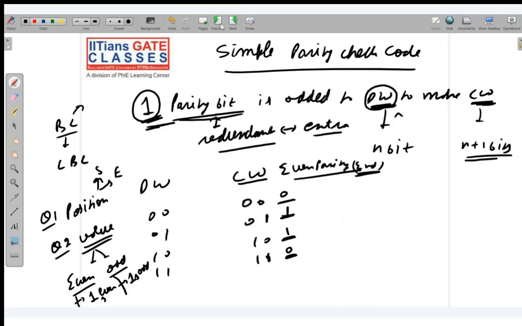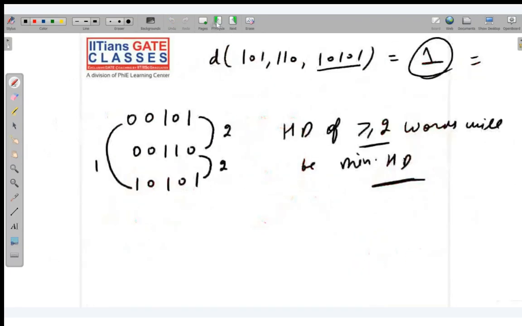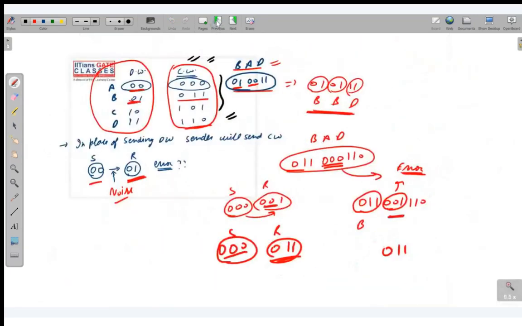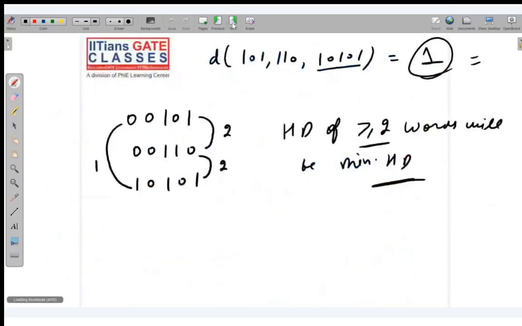Now I will tell you after a few slides how we got it. See this, the same, position is at the end. 00011011, so 0110. Okay, the same we have got.